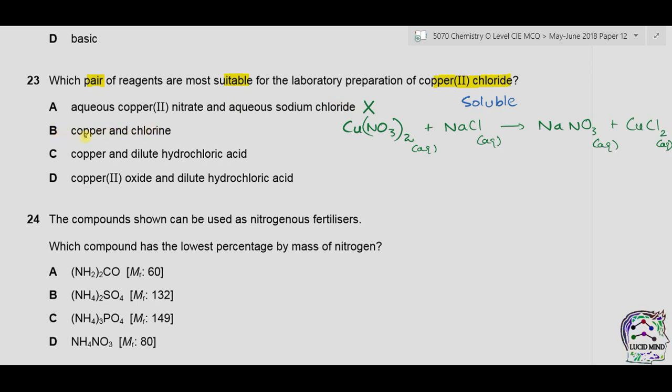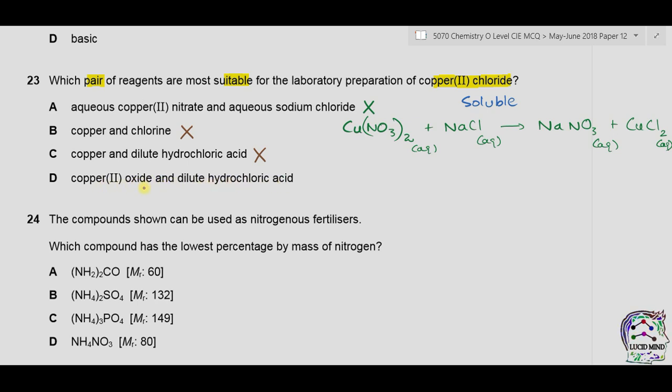B, copper and chlorine. Now copper metal is low in the reactivity series as it is very less reactive in nature, so therefore it cannot react directly with chlorine to form copper chloride. Part C, again we have copper metal and dilute hydrochloric acid. Now copper metal is very less reactive, so therefore it cannot displace hydrogen from dilute hydrochloric acid to form copper chloride salt. Part D, copper 2 oxide and dilute hydrochloric acid.